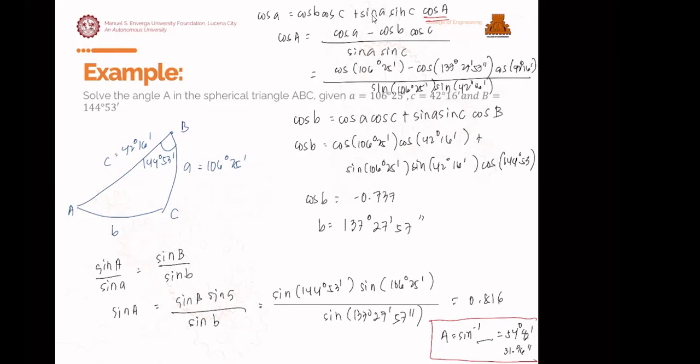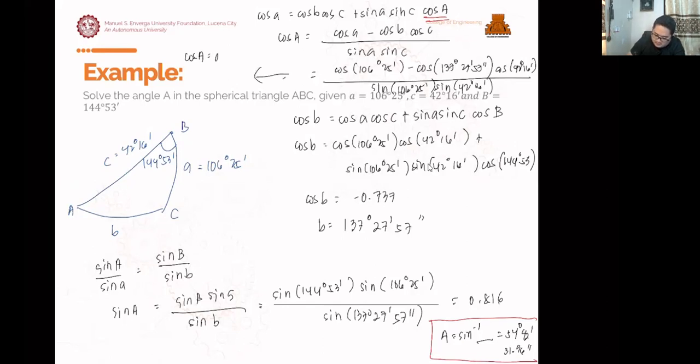Okay? So, ano yung value natin for that? We have cosine of 106 degrees, 25 minutes, minus cosine of 137 degrees, 27 minutes, 57 seconds, times cosine of 42 degrees, 16 minutes, divided by sine of 106 degrees, 25 minutes, times sine of 42 degrees, 16 minutes. We have, dito ko na nalalagay ha, cosine of A is equals to 0.407.